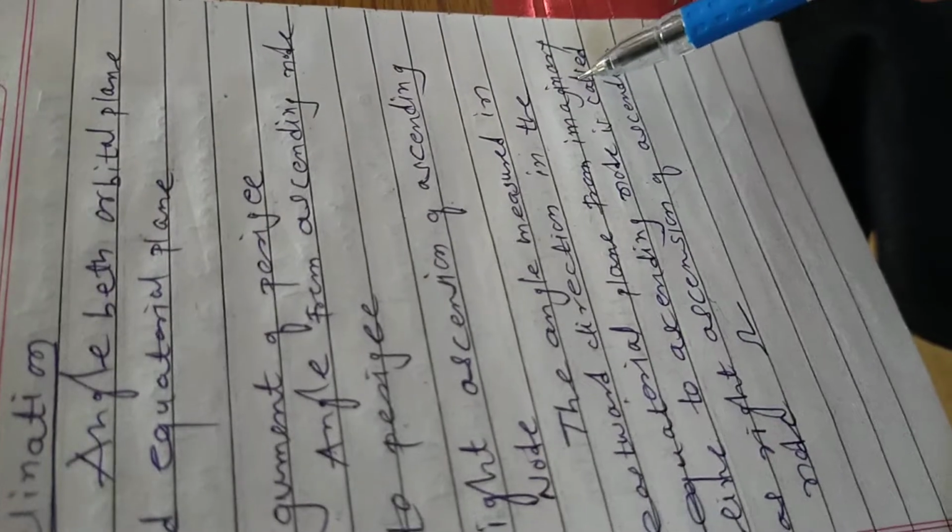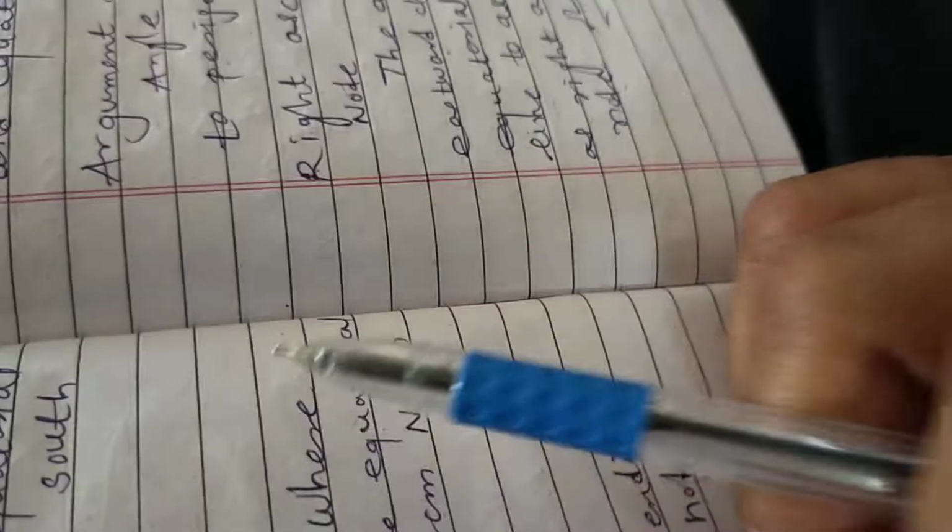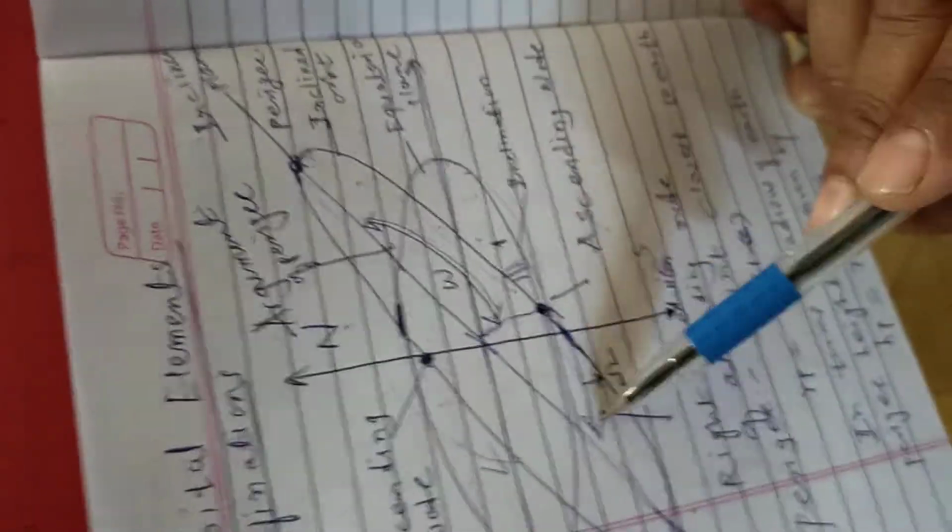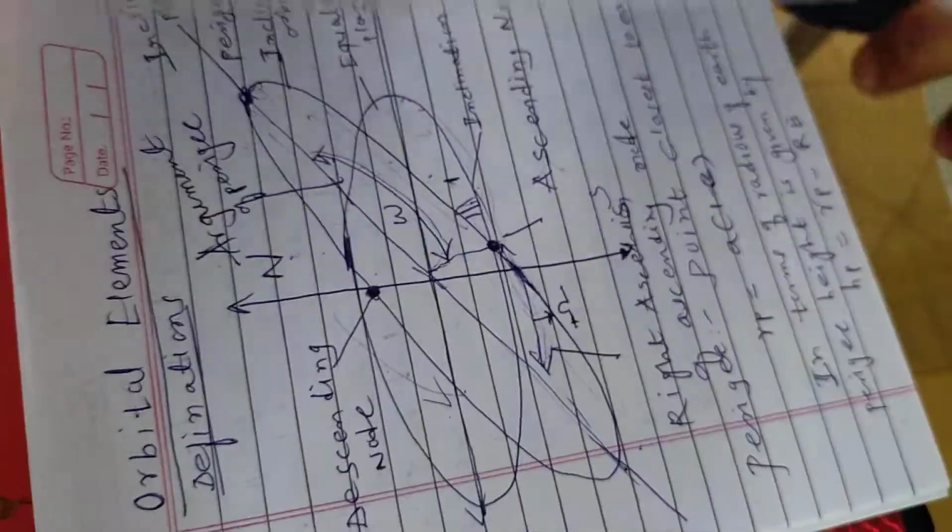Then the right ascension of the ascending node. The angle measured in the eastward direction in the equatorial plane, from an imaginary line to the ascending node, is called the right ascension of the ascending node, denoted by the omega symbol. From this figure, this is the right ascension of the ascending node.